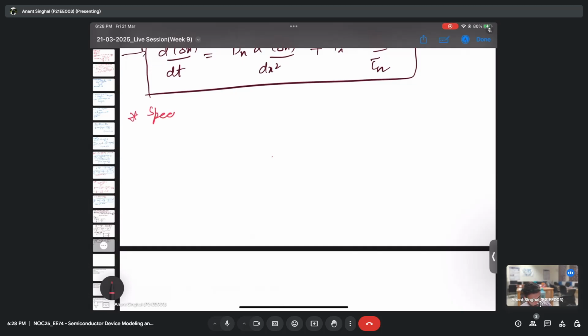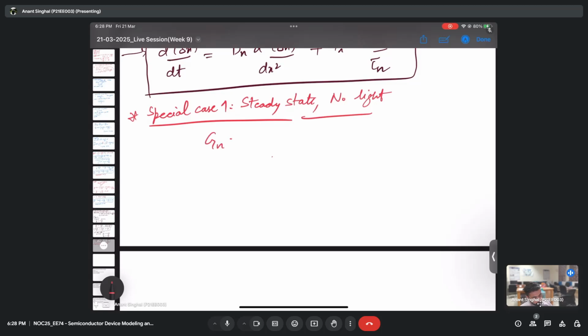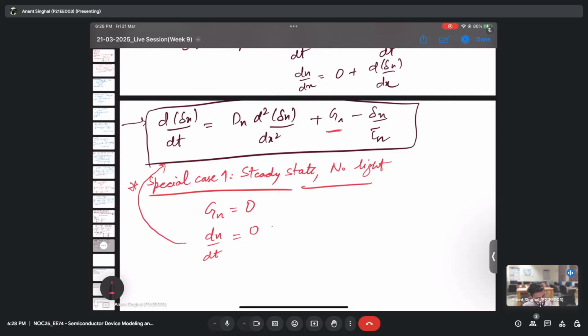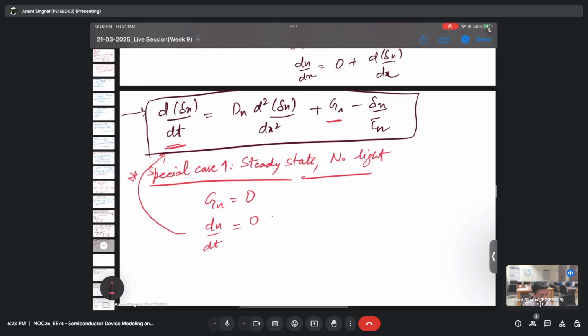So special case one is steady state, and no light. No light means no generation, so Gn is 0 first of all. Steady state means, as I told you in the initial part, that the dn over dt, the total component, is 0. So these are the two things. Putting these two things in, this will be 0 and this will become 0. So we'll get a simple double differential equation that we can calculate easily. Let's try to do that.